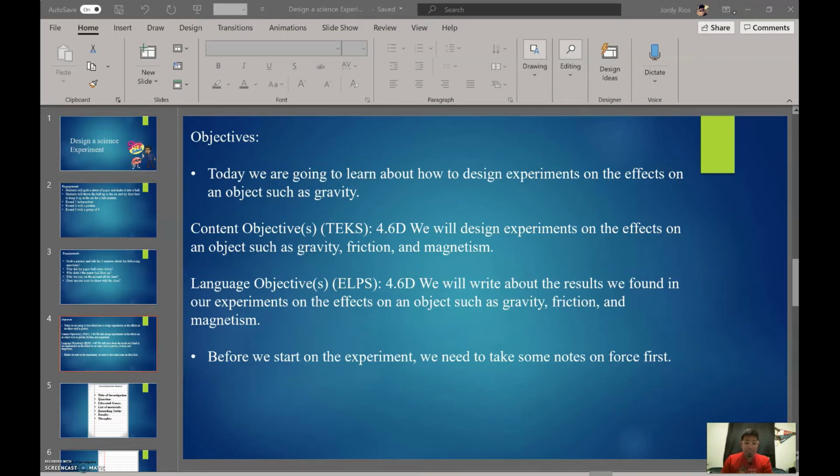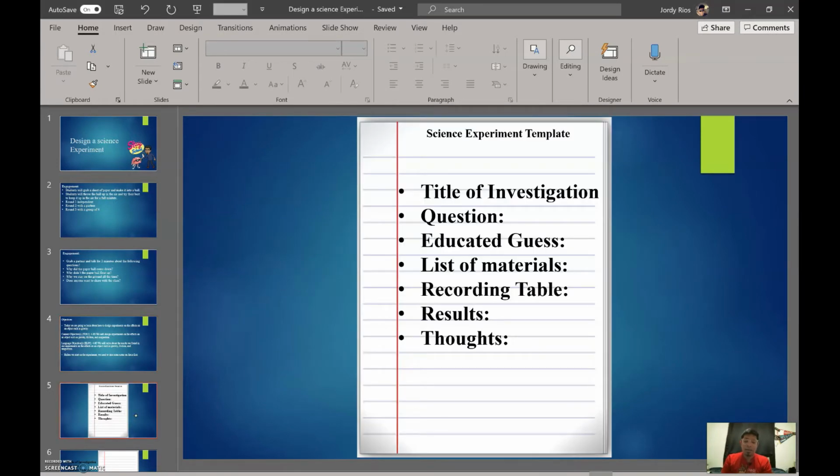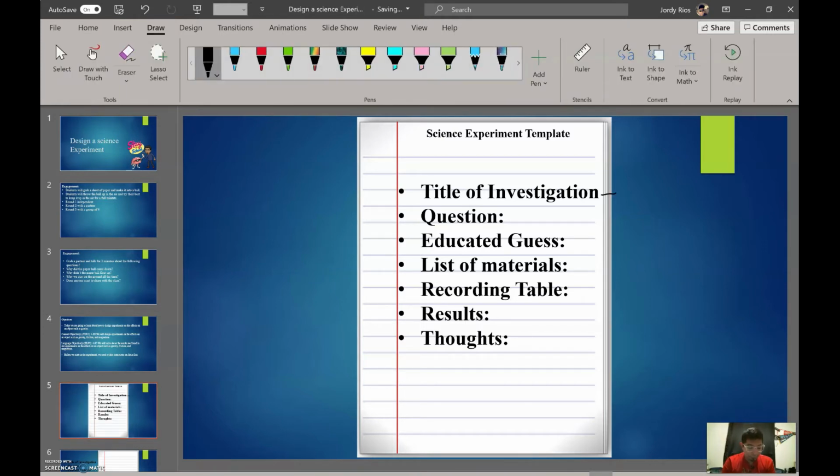All right, so let's get down to our experiment. On the next clean sheet of paper in your notebook, I want you to write this down. This is going to be our science experiment template. Every day when we do an experiment, you have to have these things down. You have to have a title to the experiment. For example, mine is going to be really quick: Gravity cars. That's going to be my title on my page.